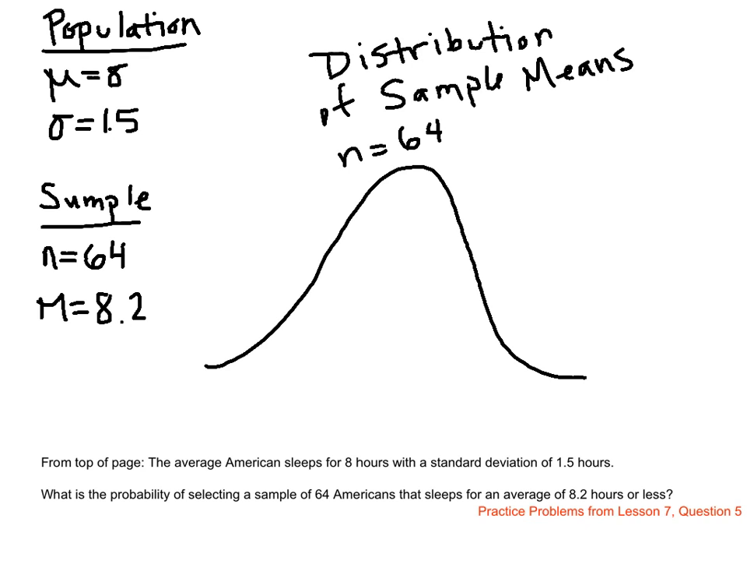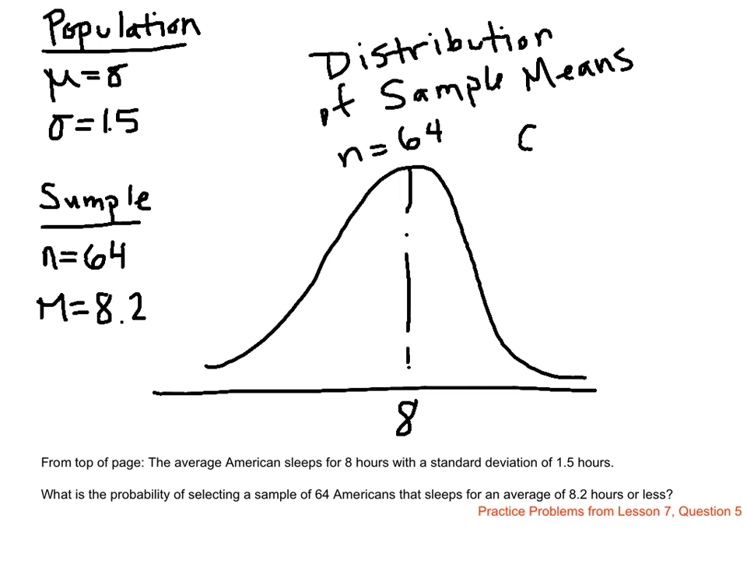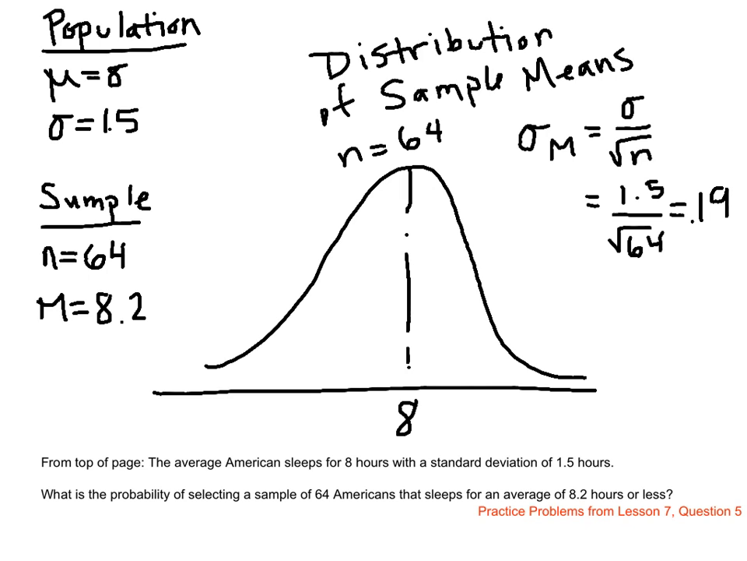So we know that this is a bell curve because n = 64 is greater than 30. We know that the expected mean is whatever my mu is, which in this case is 8. And then the third thing is the standard error that I'm going to calculate. Here, standard error equals standard deviation over the square root of n. And so my standard deviation is 1.5. I'm going to take the square root of 64. And I'm going to leave this as 0.19. So that's my standard error.